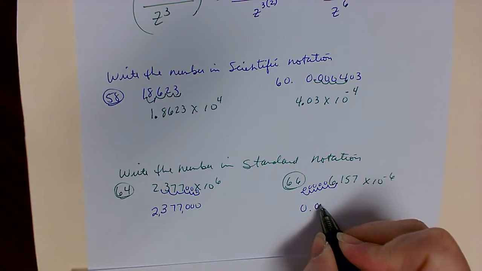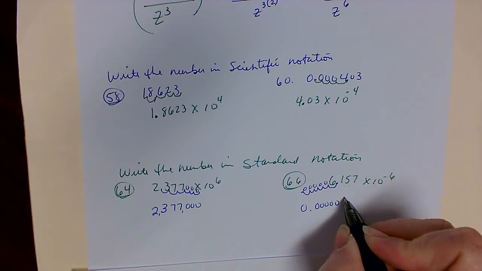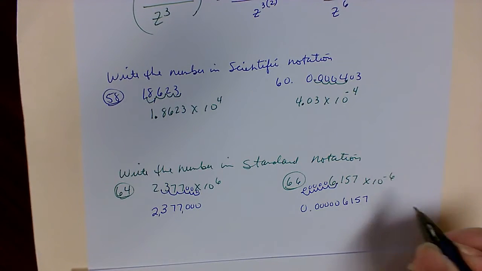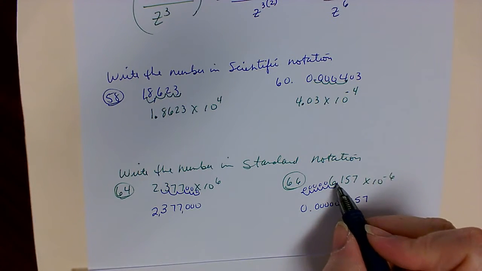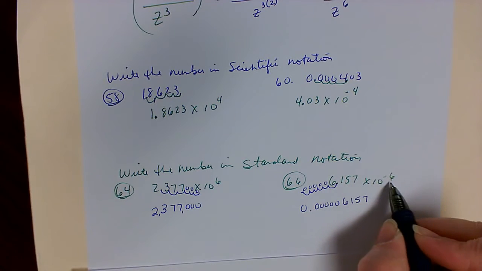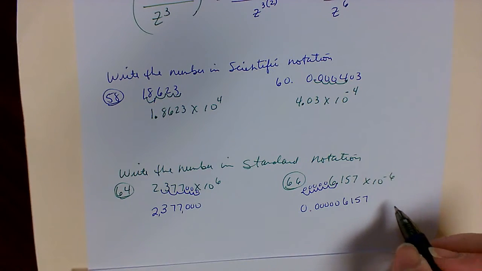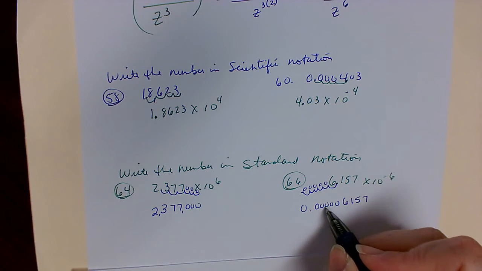So 0.123450, 6157. So again, you have 1 decimal place being taken here, so 1 less than that negative 6 will get us 5. So we're going to have 5 zeros.